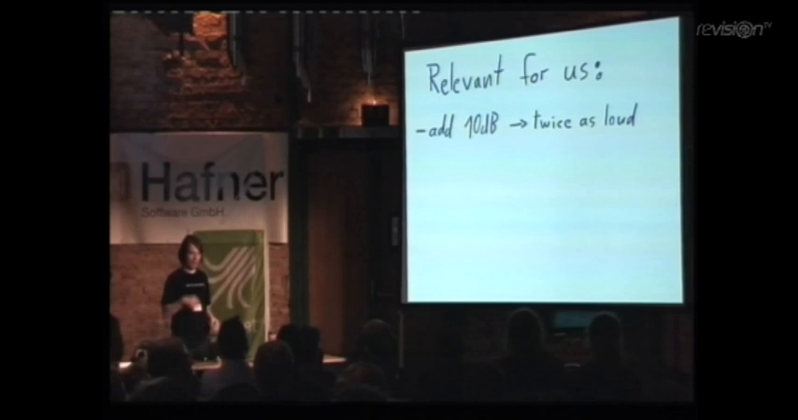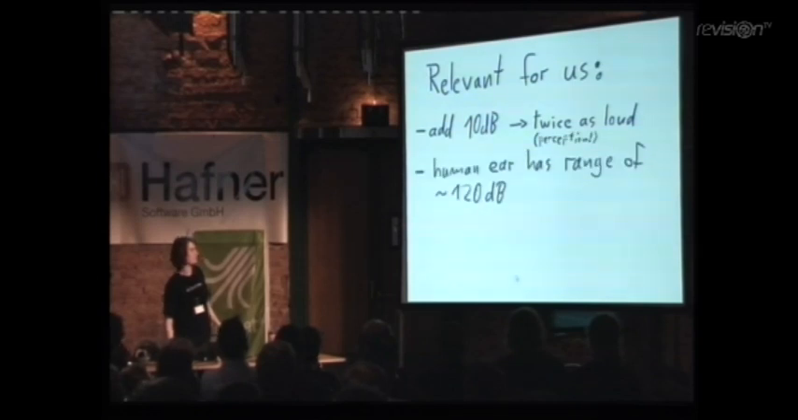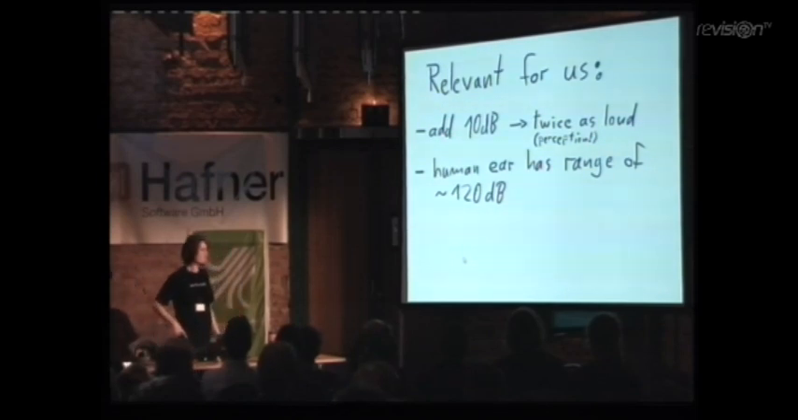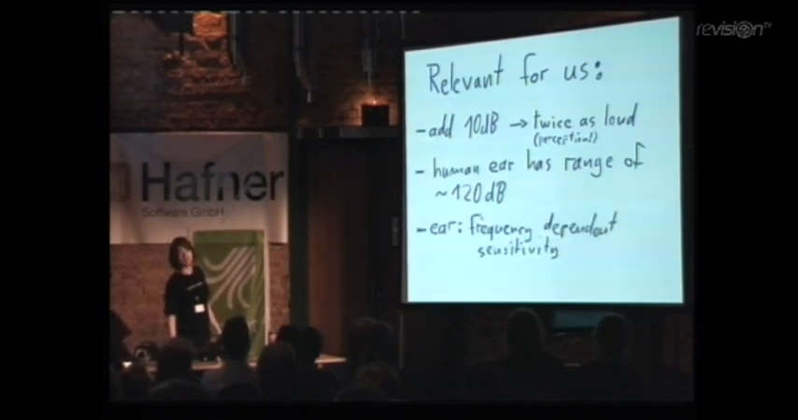Human hearing, if you have a fader and you put it 10 decibels up, then it's perceived as twice as loud. The human ear has a very wide dynamic range, and this is also why 8 bits are just not enough for representing sufficient dynamics. We have a range of about 120 decibels. That is quite a lot when you keep in mind that it's a logarithmic scale.